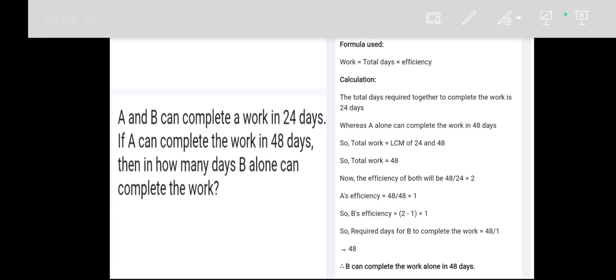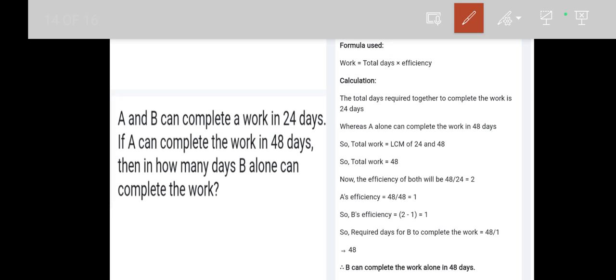Next question. A and B can complete a work in 24 days. If A can complete the work in 48 days, then in how many days can B alone complete the work? Here the formula that is used is work equals time into efficiency. The simple formula for time and work.